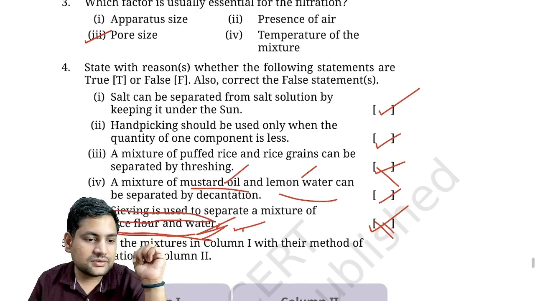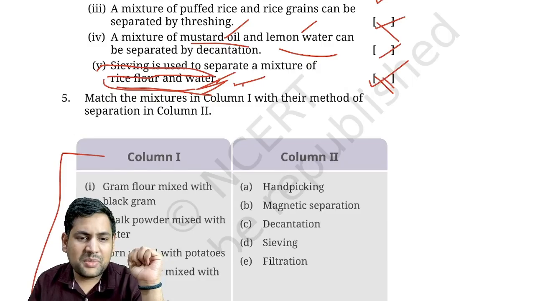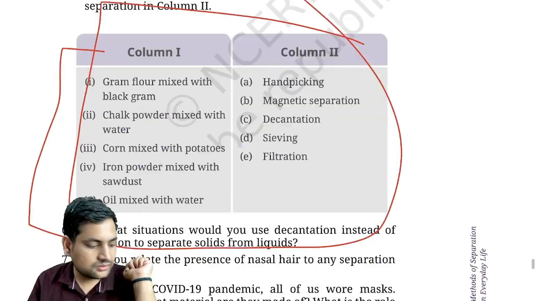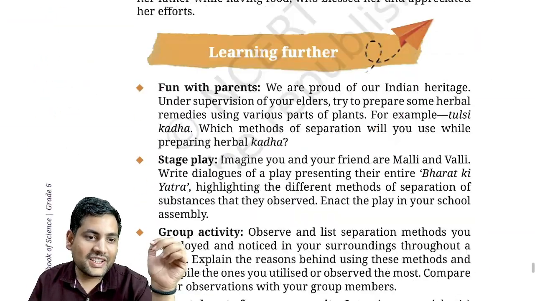Okay, then this is separation of different things. Hand picking, what is hand picking? So gram flour mixed with black gram. Okay, then chalk powder mixed with water, corn mixed with potatoes. This is fairly easy. You have to just match it with the second column. Okay, then some more exercises.